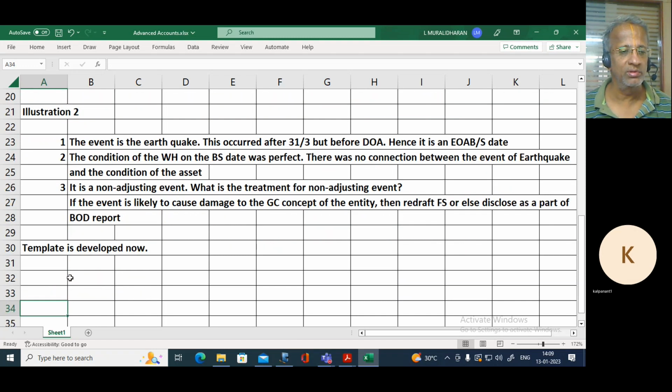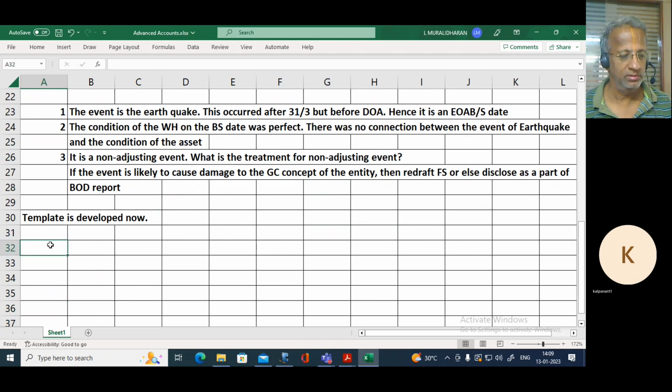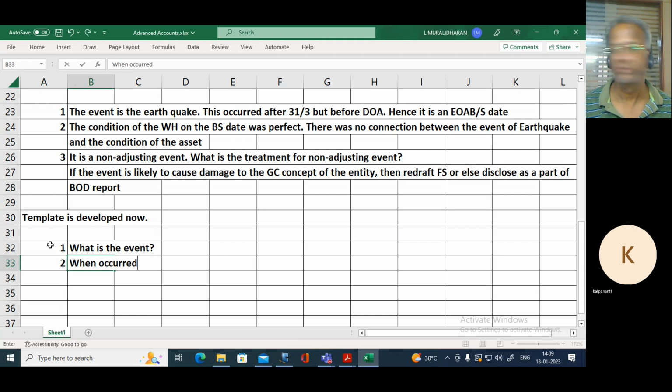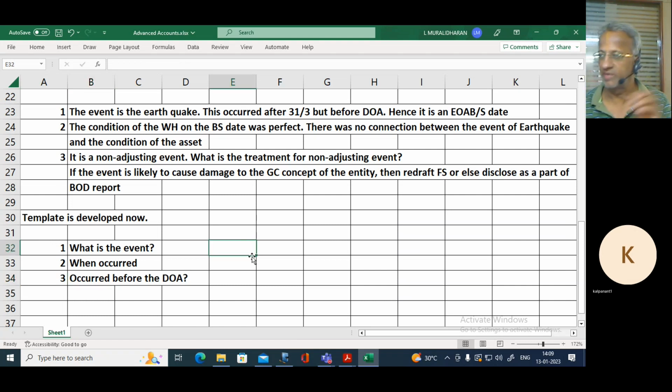Template is developed now. Number 1. What is the event? When occurred? Next, occurred before the date of approval. What is the event? When occurred?